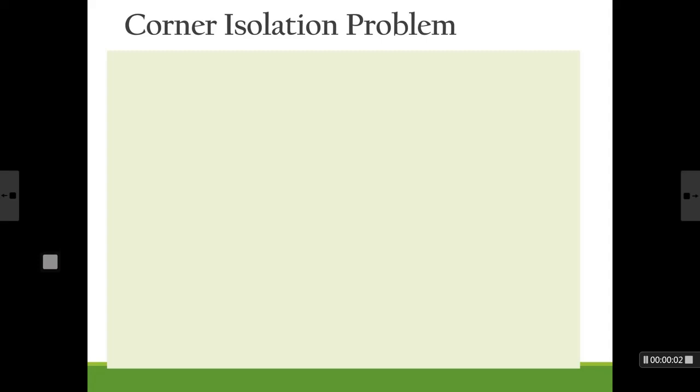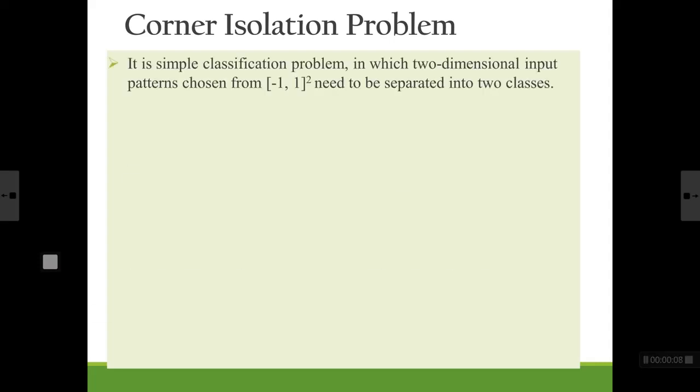We shall have a look at the corner isolation problem. Now it is a simple classification problem in which two-dimensional input patterns are chosen from [-1, 1] the whole square, and these patterns need to be separated into two classes. So what is the meaning of [-1, 1] the whole square?